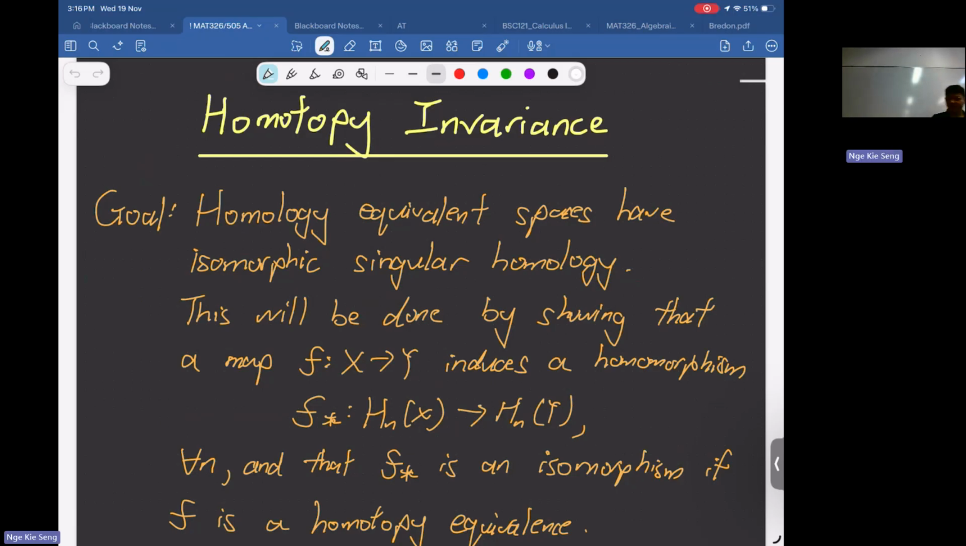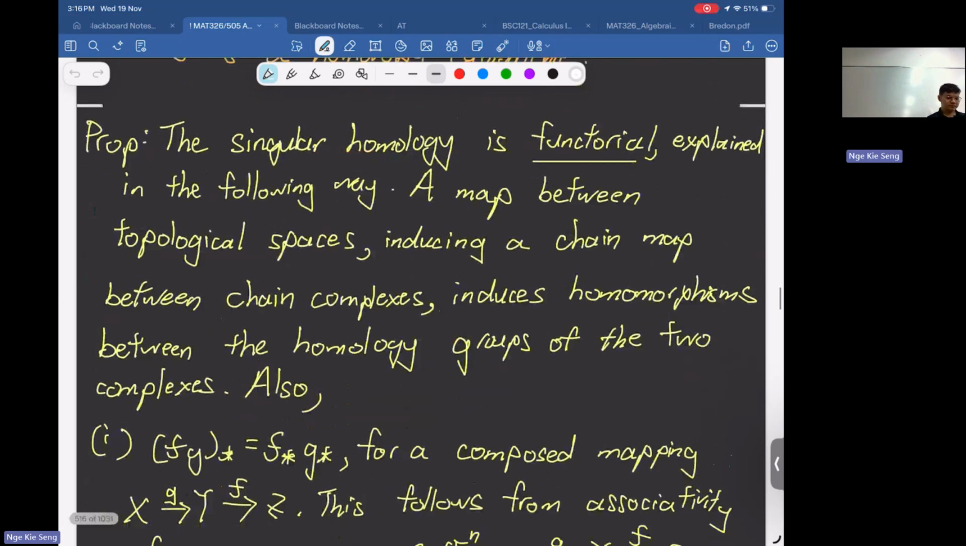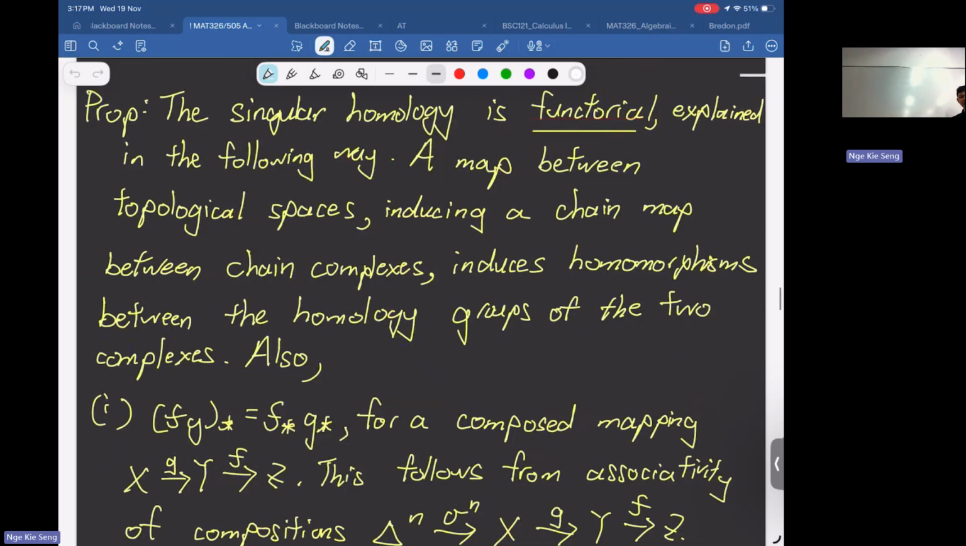So how to do this? First, we will show that every continuous map between topological spaces will induce a homomorphism on homology. Okay, and then we show that this induced homomorphism here is an isomorphism if f is a homotopy equivalence. So here actually there is some very genuine idea. This involves some very new idea, genuine idea. Okay, that you never saw before. Okay, so first thing is the induced map.